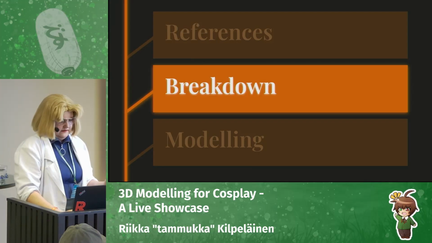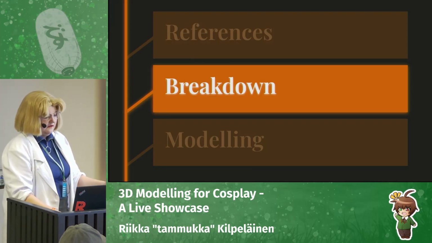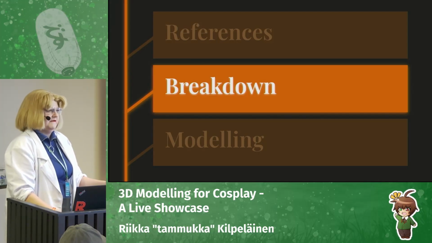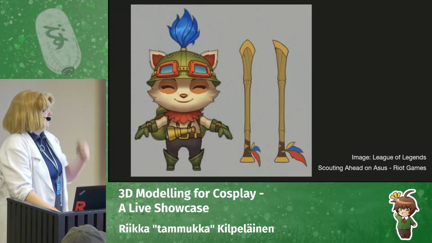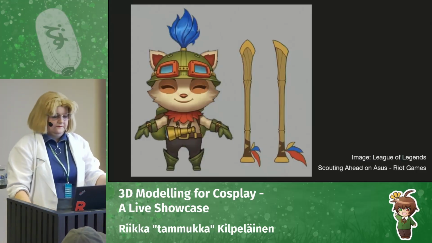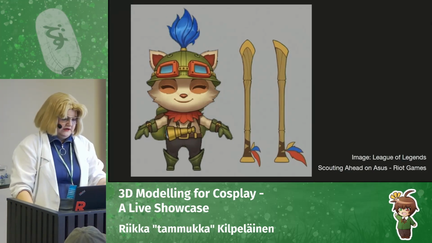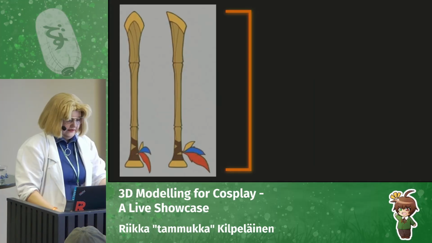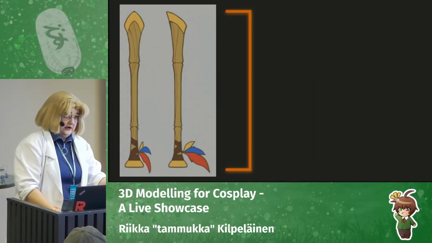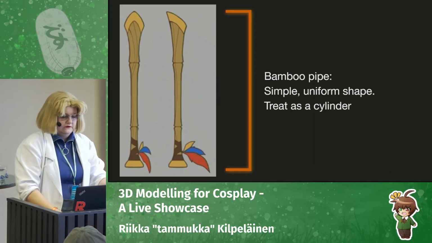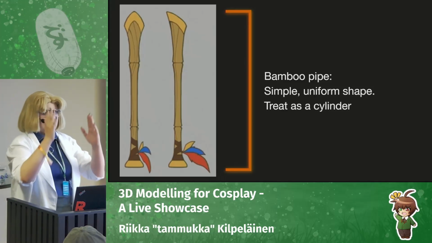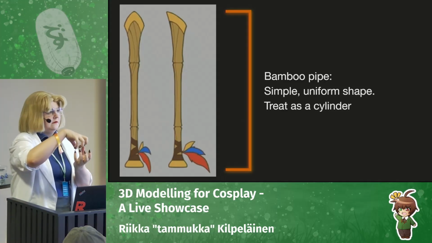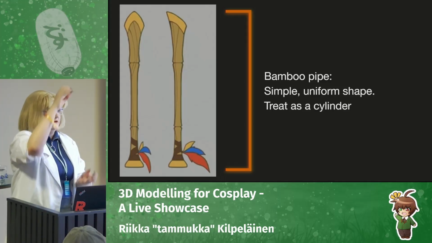And next, breakdown. So we have a reference. How do we want to go about it? Here I have another example of a pretty good reference from League of Legends, and it's the blow dart pipe, whatever. And here, this is how I would look at the reference. So it's just a bamboo pipe. It's pretty simple. It's pretty uniform. I would just start from a cylinder and then extrude it and make those indents in there.